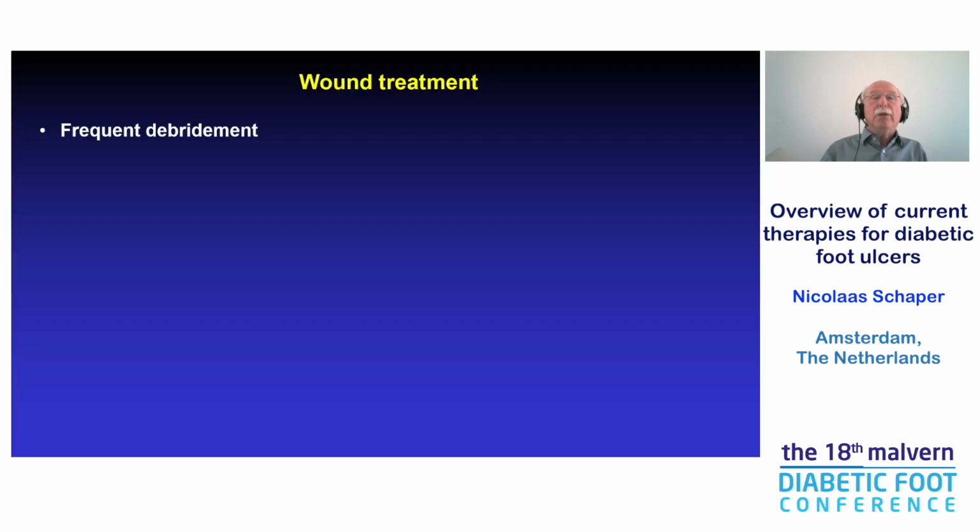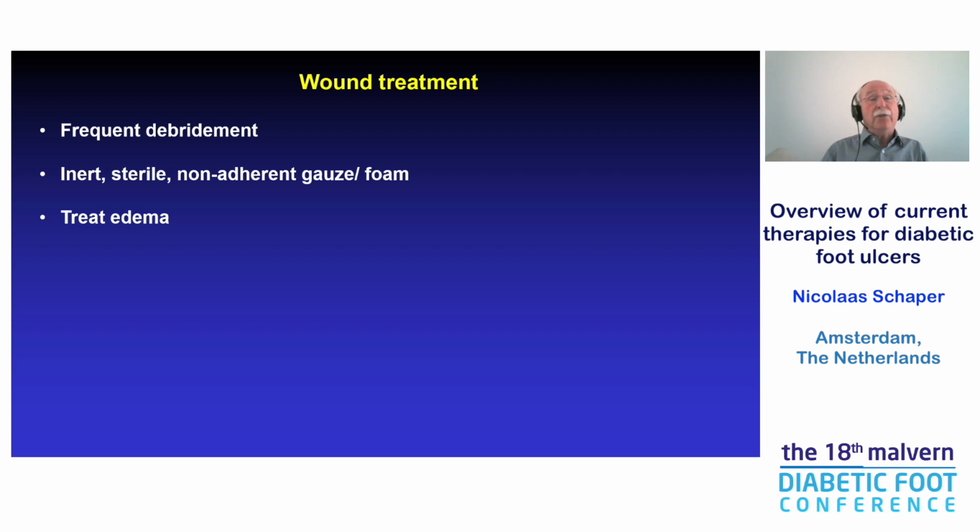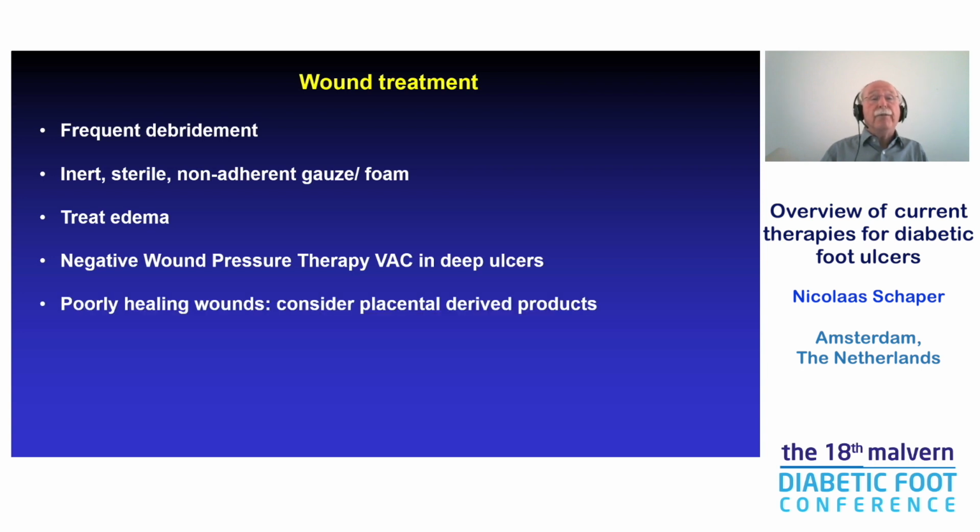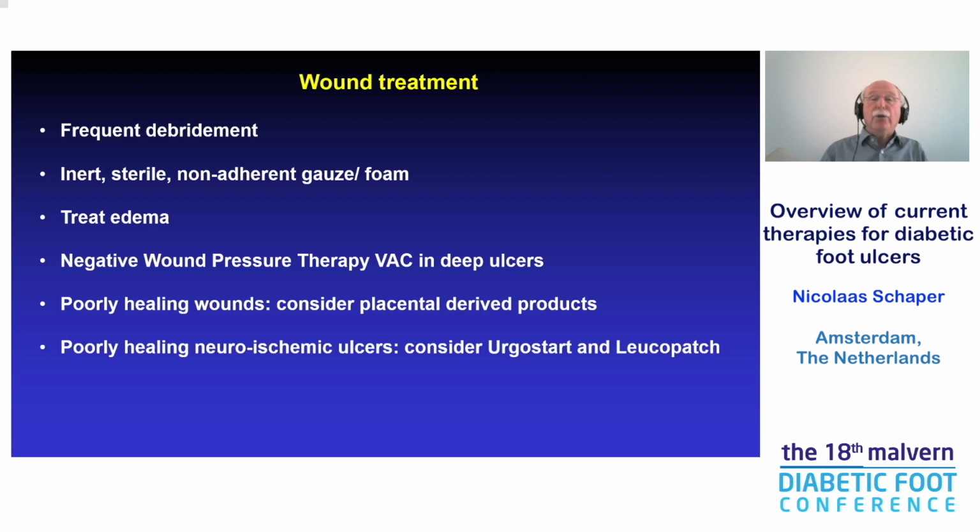Wound treatment, well, that's a very complex area, but it's based on frequent debridement. Use a simple inert sterile gauze or foam. Always treat edema, and sometimes you need a dermatologist for that because there is venous insufficiency. In deep ulcers, you could use negative pressure wound therapy. If you have poorly healing wounds, despite this optimal treatment, you could consider placental-derived products. I have no experience there, but there is clearly evidence for that.